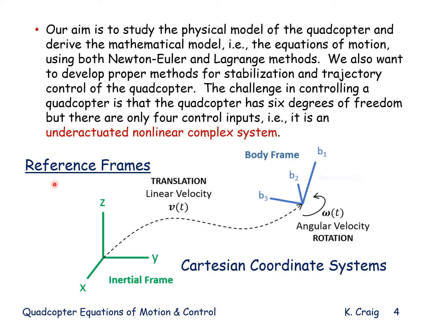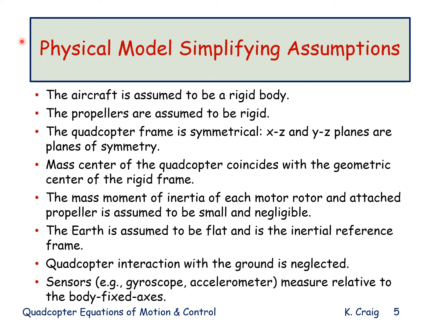The reference frames we will use are an inertial reference frame fixed to the surface of the Earth and a body-fixed reference frame. Both of these reference frames are Cartesian coordinate systems. There is a hierarchy of physical models possible for the physical system, the quadcopter. The physical model depends on the simplifying assumptions we make. Here, the simplifying assumptions will lead to a control-oriented model.